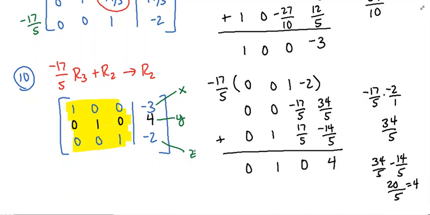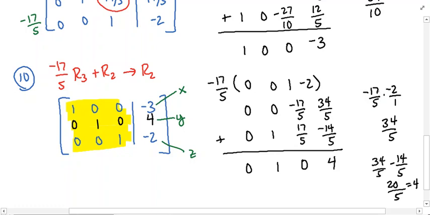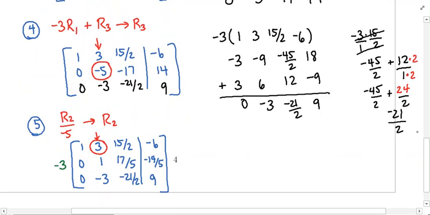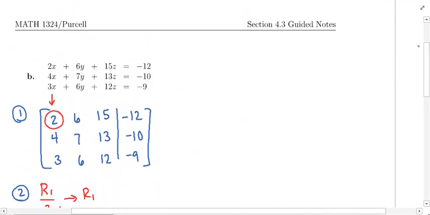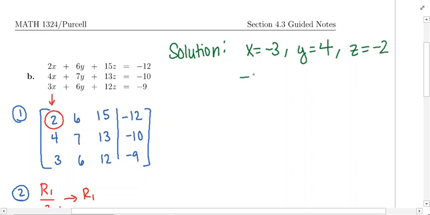I'm going to go back to the original problem and write the solution. The solution to this system is that X is negative 3, Y is positive 4, Z is negative 2. You could also write that as an ordered triple where X goes first, then Y, then Z.